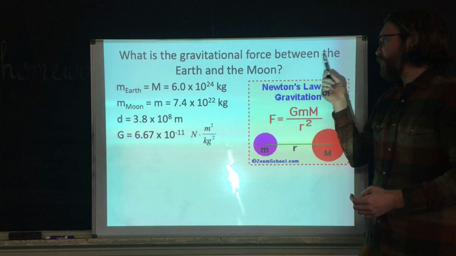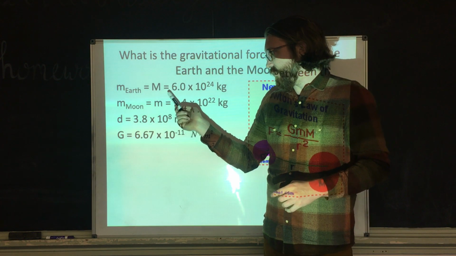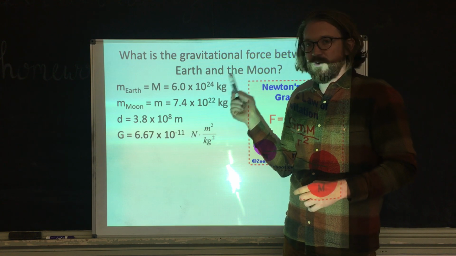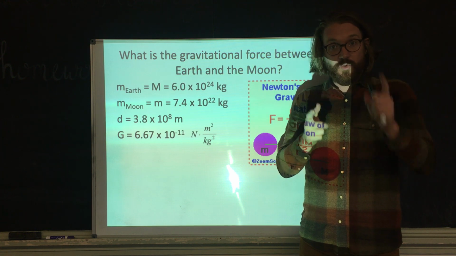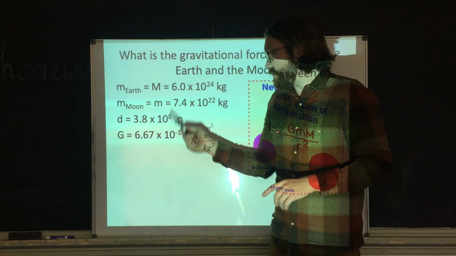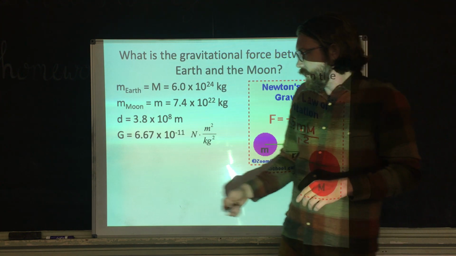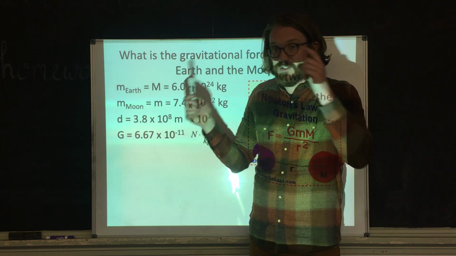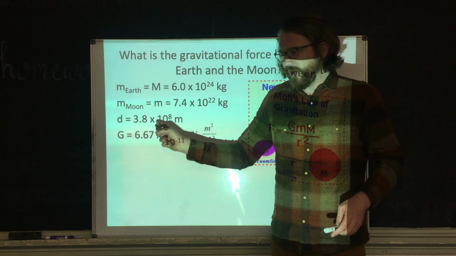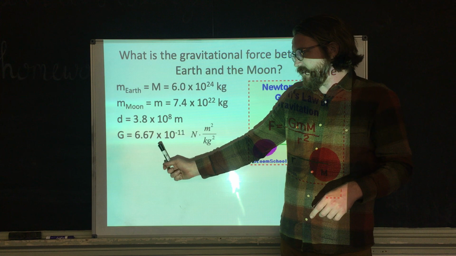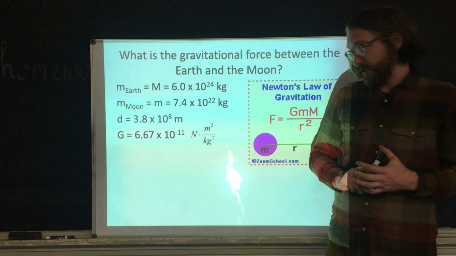What is the gravitational force between the Earth and the Moon? Okay, I did some of the work for you. The mass of the Earth is equal to 6.0 times 10 to the 24th kilograms. That's a lot of kilograms. This is one of the constants on your reference sheet, so you always have this. The mass of the Moon is 7.4 times 10 to the 22nd kilograms, quite a bit smaller, okay? The distance between their centers, remember, you measure from the center of the objects, is 3.8 times 10 to the 8th meters. And again, we always have big G, which is 6.67 times 10 to the negative 11 newtons times meter squared divided by kilogram squared.